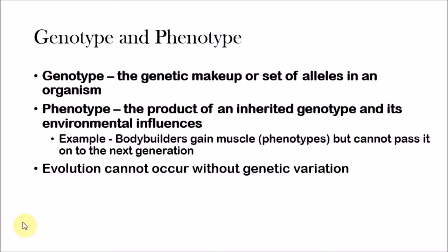And then a very last important note here is that evolution cannot occur without genetic variation. So if organisms did not have genetic variation, then all organisms within a population would be exactly the same. And if they were exactly the same, then natural selection cannot occur because, you know, if there's no variation, there's no way that nature can pick one type of organism over the other, and evolution would not occur.